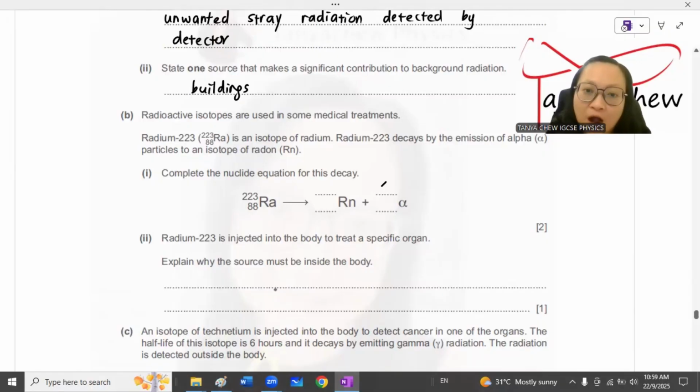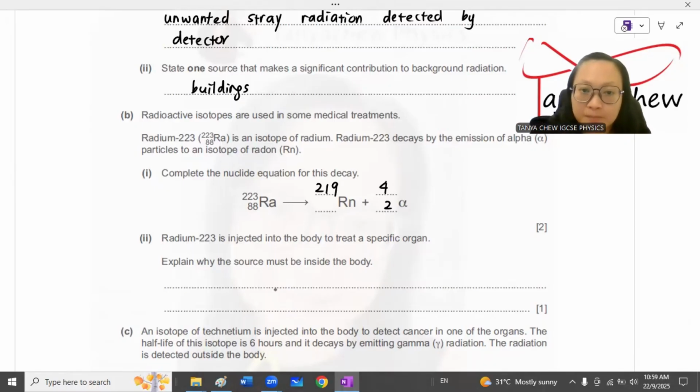So I know alpha. Alpha is a helium nucleus, so the nucleon number is 4, proton number is 2. So all I need to do now is to balance to find the nucleon number of radon. You take 223 minus 4, you will get 219, because the nucleon number must be balanced, and the proton number must be balanced as well.